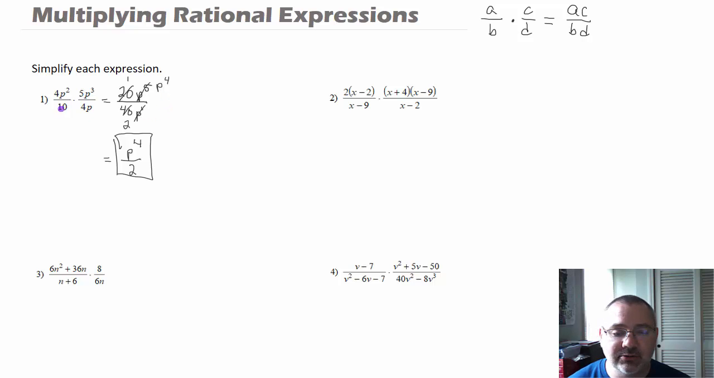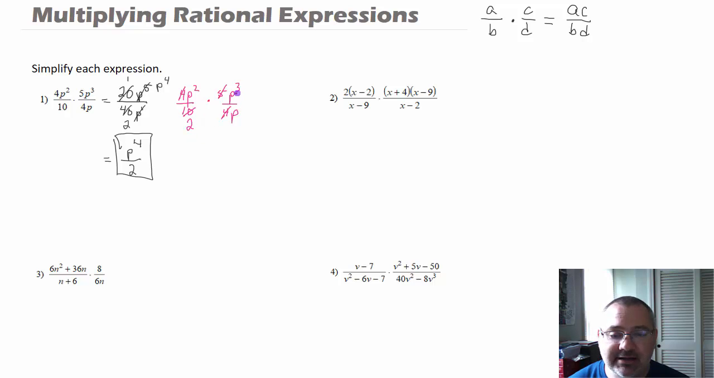Another strategy we could have used is right from the beginning. Let me rewrite this for a moment. Different color. 4p squared over 10 times 5p cubed over 4p. Since we know this is all going to end up together, we can treat this entire numerator, even though they're two numerators, as one. So when I'm looking at this, I see that this 4 and this 4 cancel out. And this 5 will divide into that 10 nicely. So I can cross out this 5 and this 10 and just put a 2.